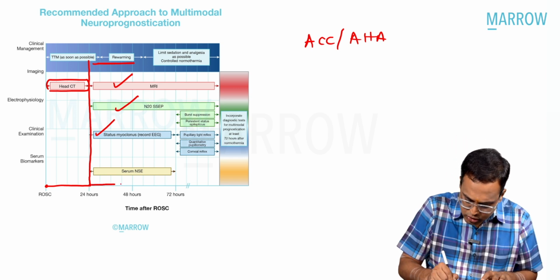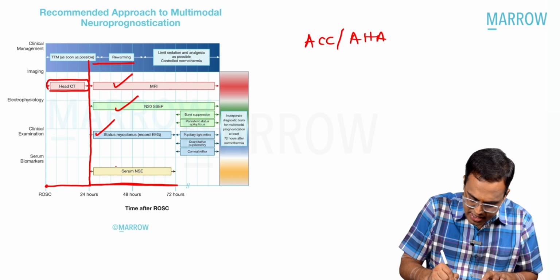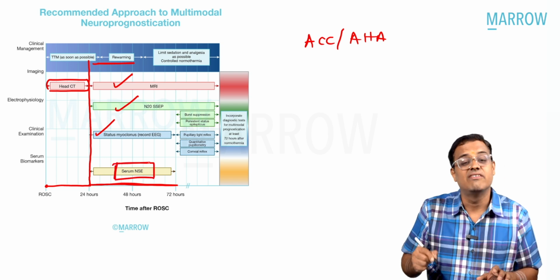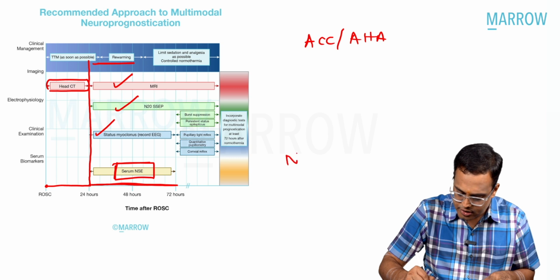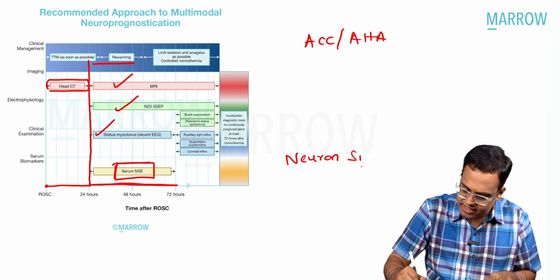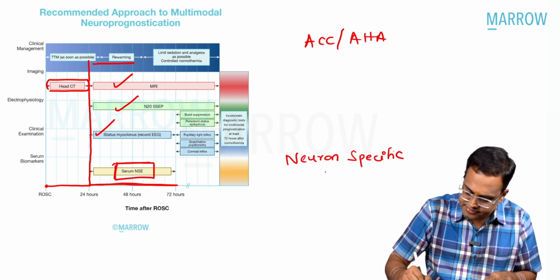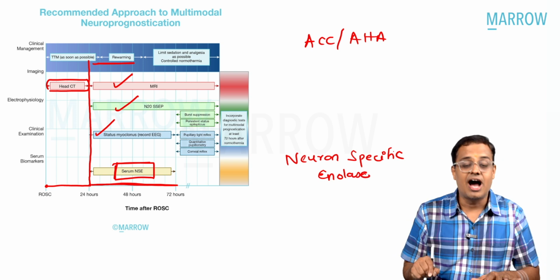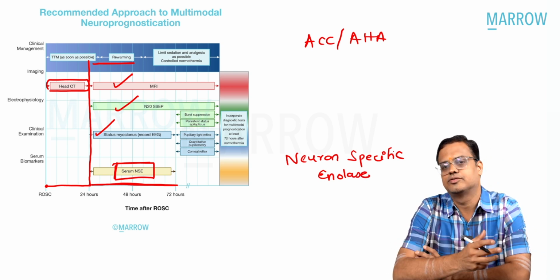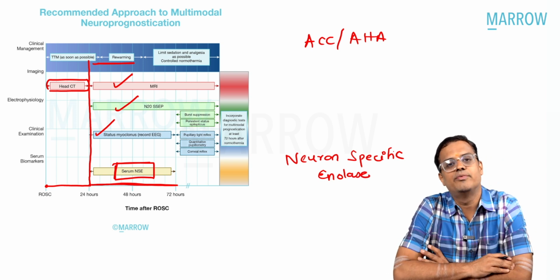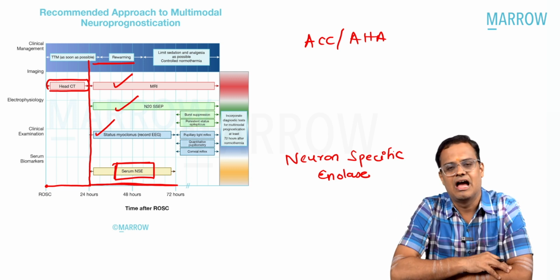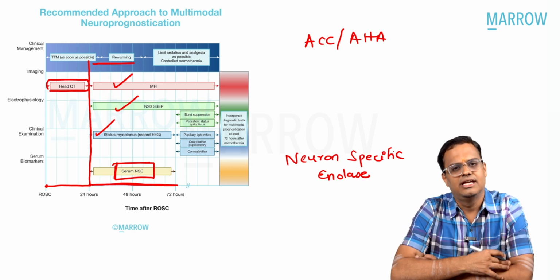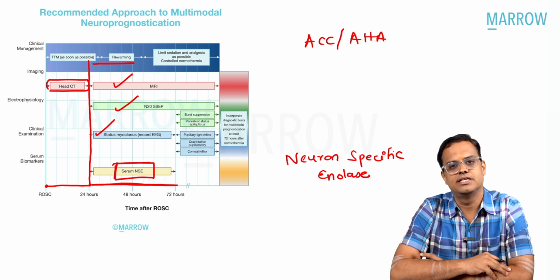And after 24 to 72 hours, can you see here? We will check the levels of NSE, neuron specific enolase. Neuron specific enolase. These guidelines have been framed in 2020. They are going to change in 2025. Every 5th year, they are going to change. If there is some change, they are going to change in 2025.